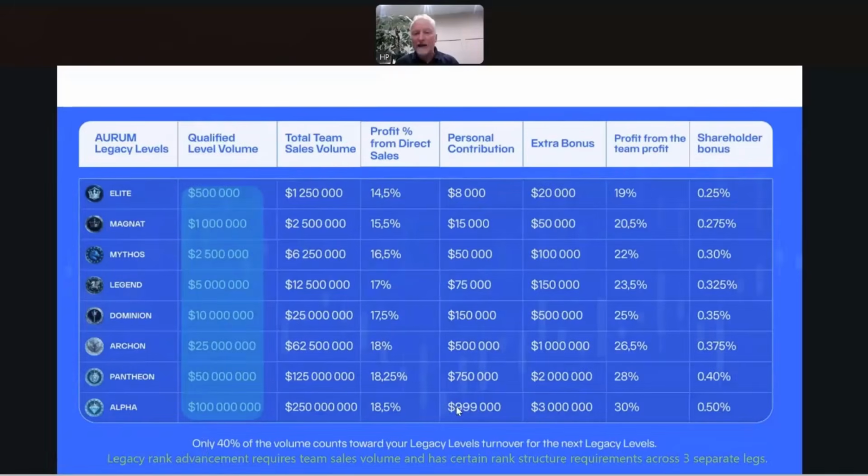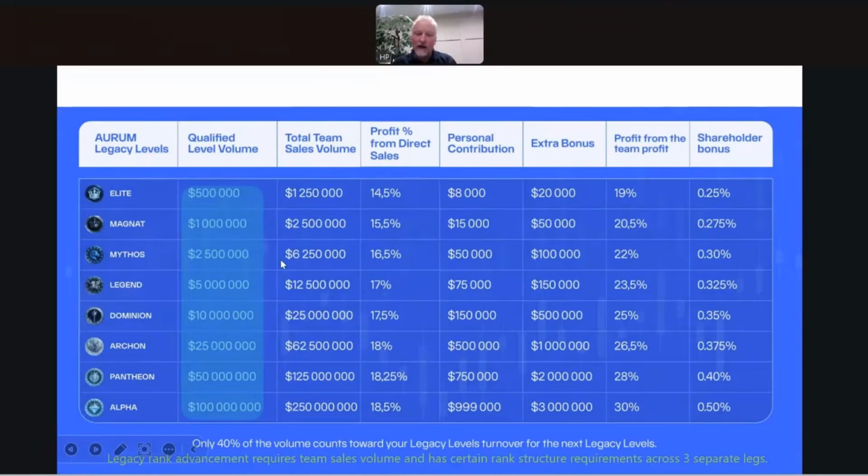Of course, when you go Elite, you get 20,000. Magnet, you get 50,000. And we had our good friend Lee get 100,000 2 or 3 days ago. He received his 100,000 instantly. He didn't have to call the company. He didn't have to ring anybody. It went straight into his wallet with a smart contract. Bang, 100,000 this week.